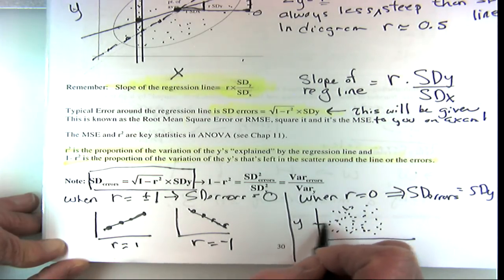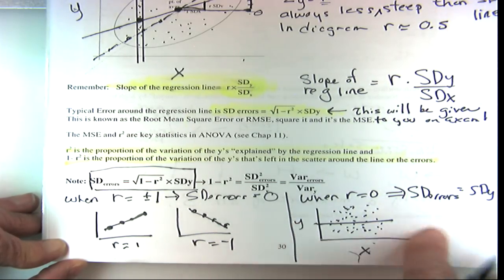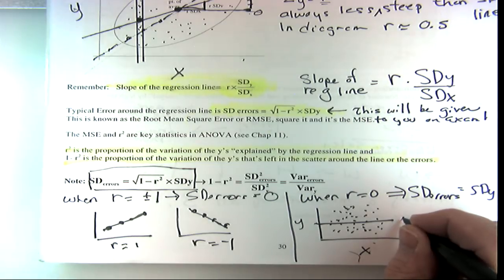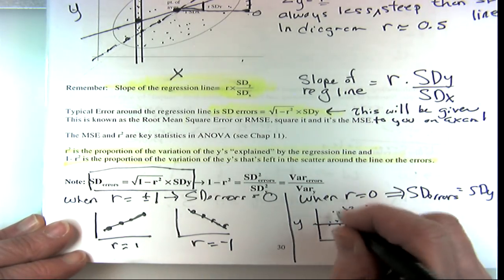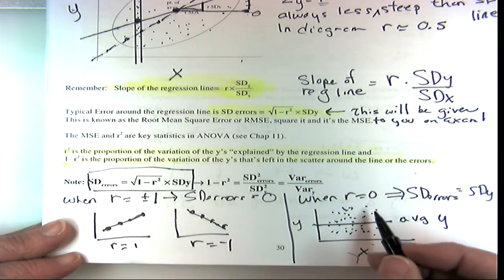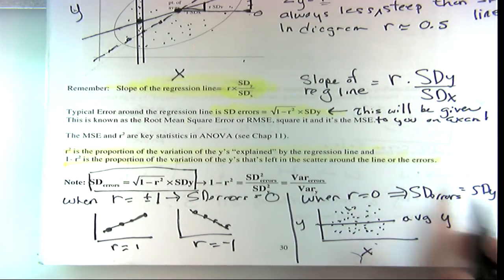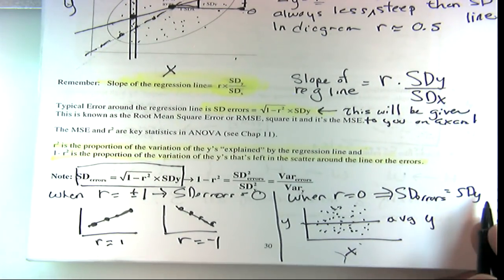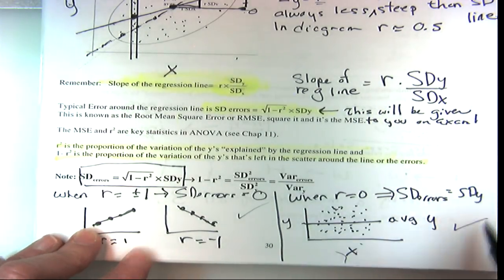And our best prediction right here for y, no matter what x is, would be the average y. That's right halfway up there, the average y. And then the spread around that would be the standard deviation of y. The spread around the average is defined as the standard deviation of y. So yes, that works out. So this checks and that checks.